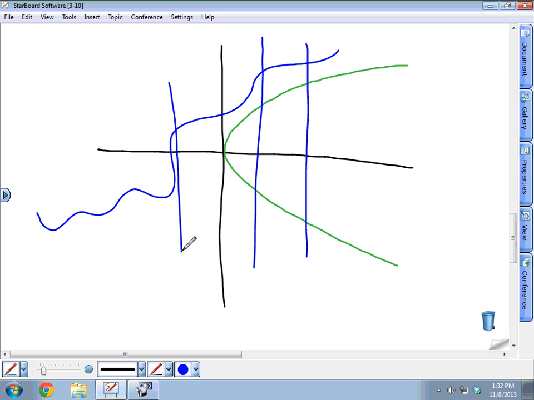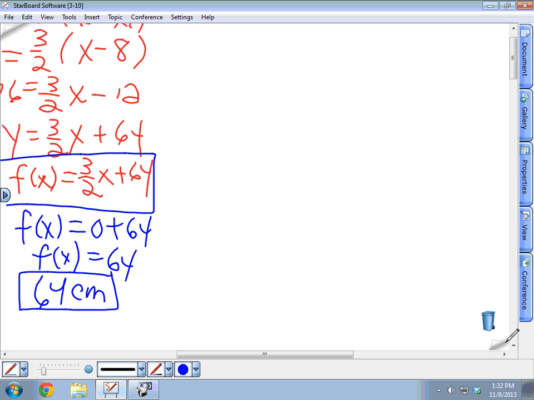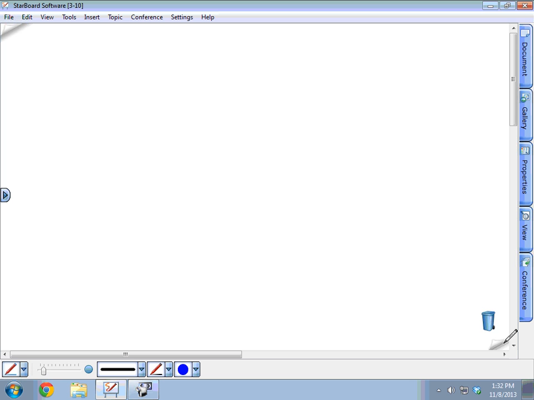Anybody have any questions on a relation, a function, or a vertical line test? Everyone understands the difference between domain and range at this point, right? Okay. Well, let's do some of these and make sure that you understand them.